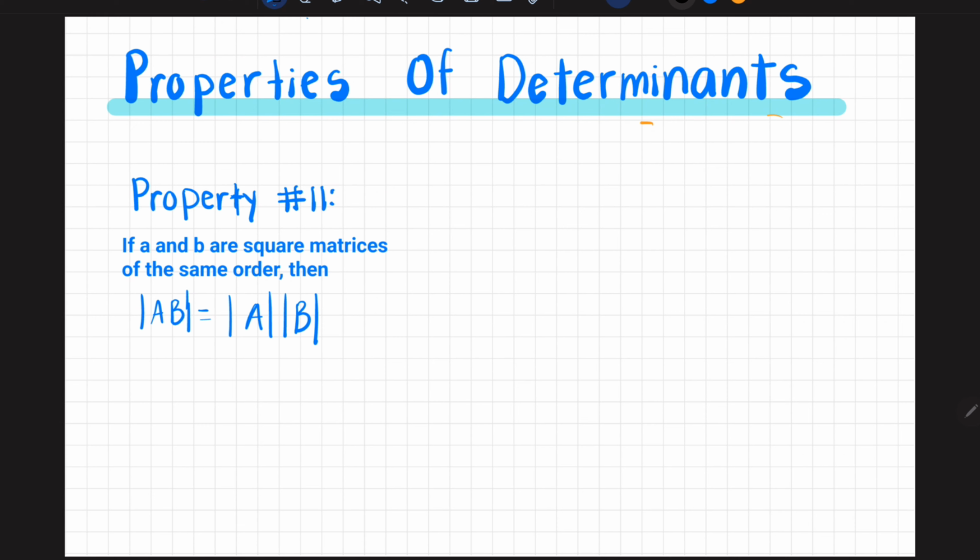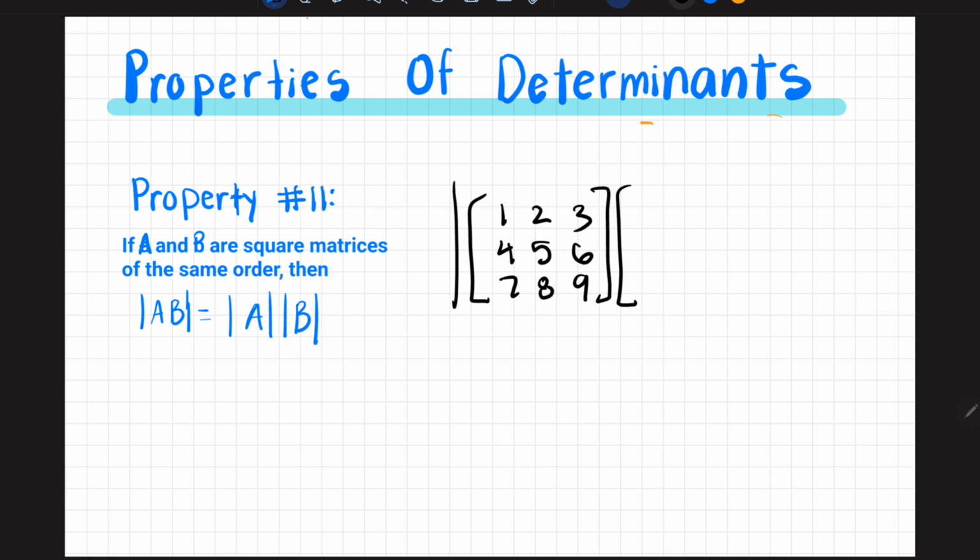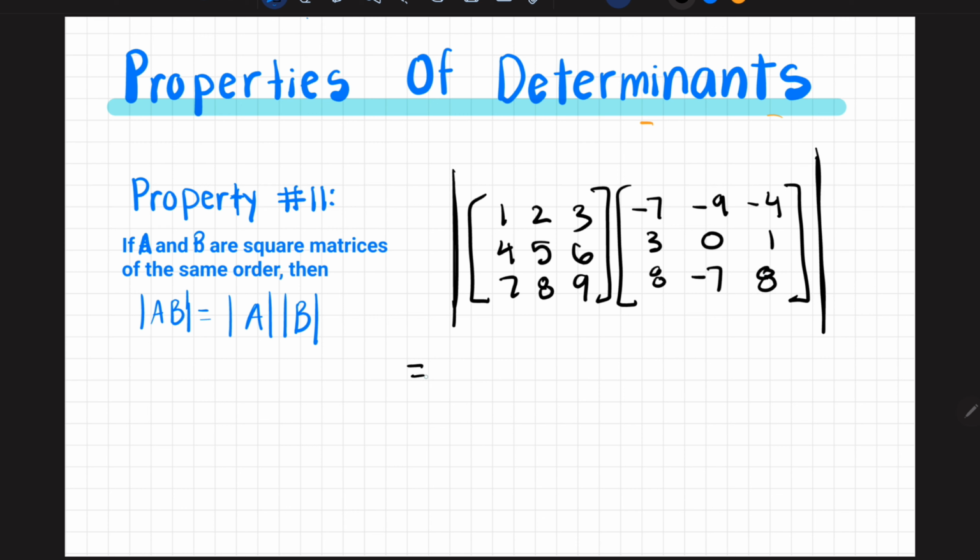Alright, now for our 11th property, if these should be capital. So if A and B are square matrices of the same order, then the determinant of A times B is equal to the determinant of A times the determinant of B. And this may seem really obvious in a sense, but what this is saying is, if you have a matrix, let's say 1, 2, 3, 4, 5, 6, 7, 8, 9, and you are multiplying that by, let's say, negative 7, negative 9, negative 4, 3, 0, 1, 8, negative 7, 8 once again, and you're trying to find the determinant of that, well, that is just equal to the determinant of these matrices separately.